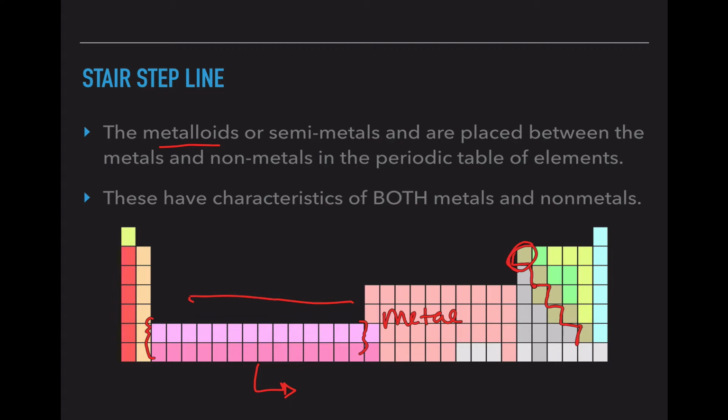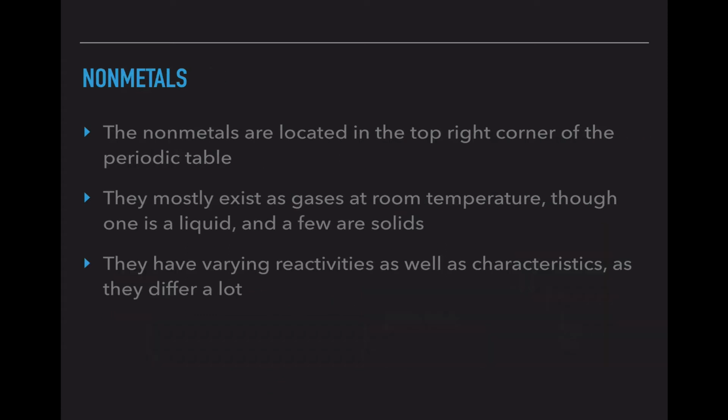So this stair step, this zigzag line, if you are touching the line, you can be a metalloid. They're not required, because if you see right here, aluminum, he is not a metalloid. And down here, polonium, he is not a metalloid. But if you are touching it, you may be a metalloid.